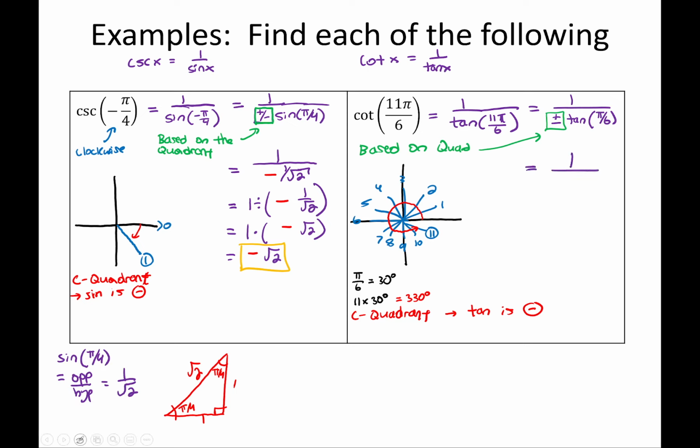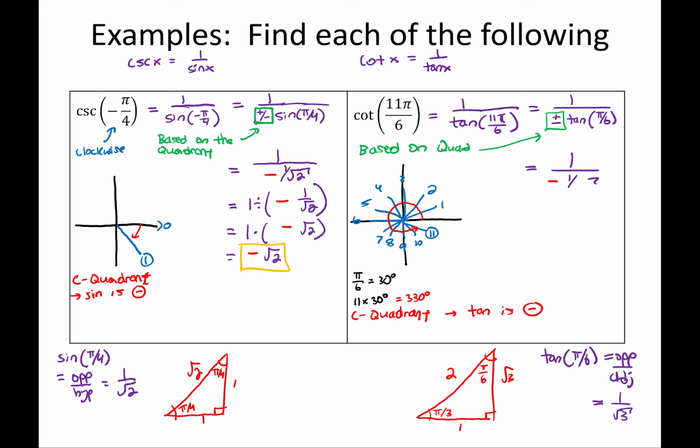One over negative. Now we need the other special triangle. Pi by 3, pi by 6, with sides 1, 2, root 3. Okay, so tan of pi over 6 is opposite over adjacent. So the opposite is 1, adjacent is root 3. So 1 over root 3, we get 1 over negative 1 over root 3.